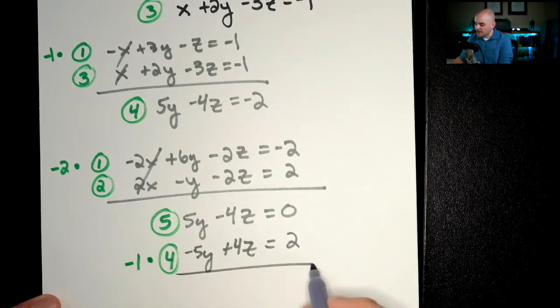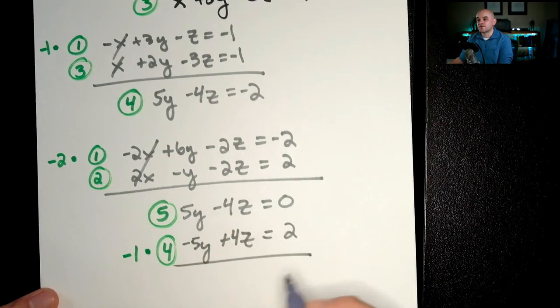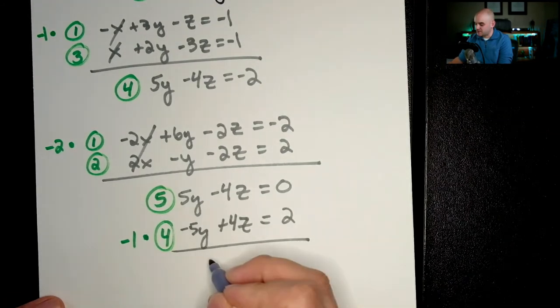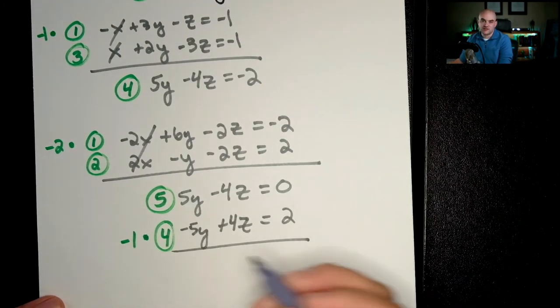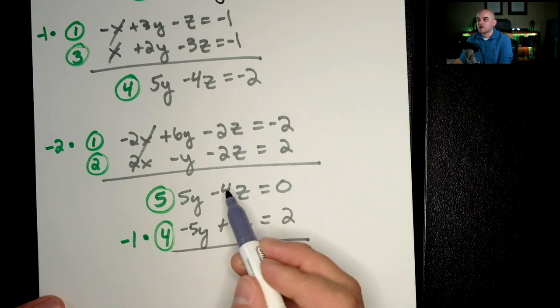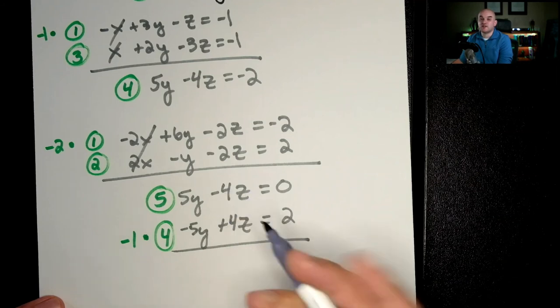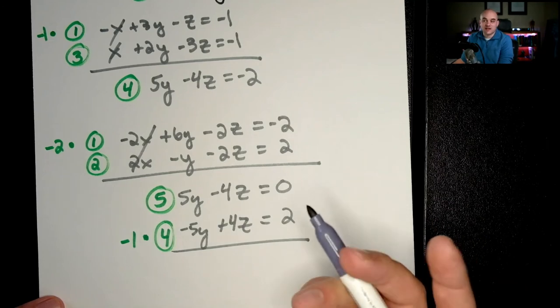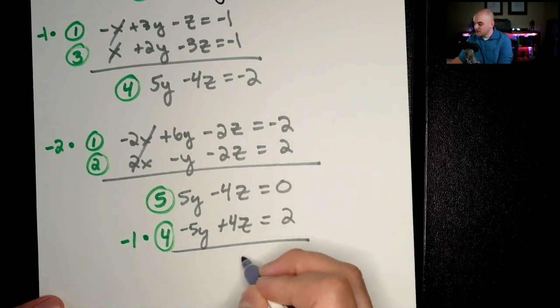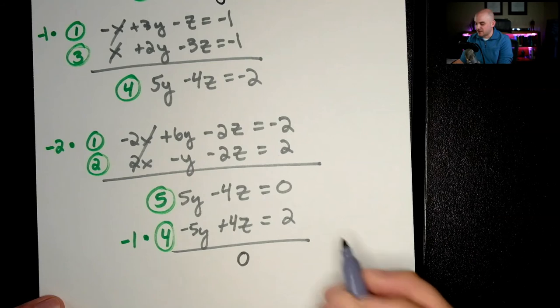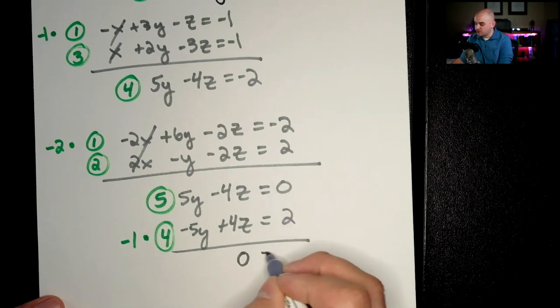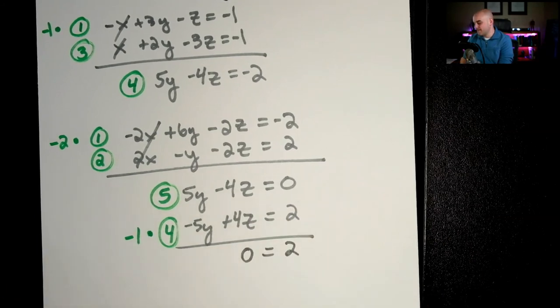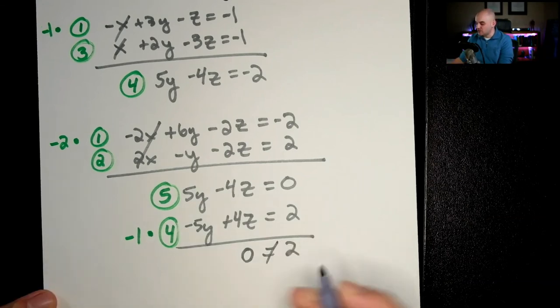And here when I add these up, 5 minus 5 gives me 0. So I end up with 0y, or just 0. You don't have to write anything down there. Negative 4z plus 4z just so happens to also cancel out the z. Doesn't always happen, but in this case it canceled out both variables. So I get just 0 on the left side, and 0 plus 2 equals 2. Now, 0 does not equal 2. That is not a true statement.